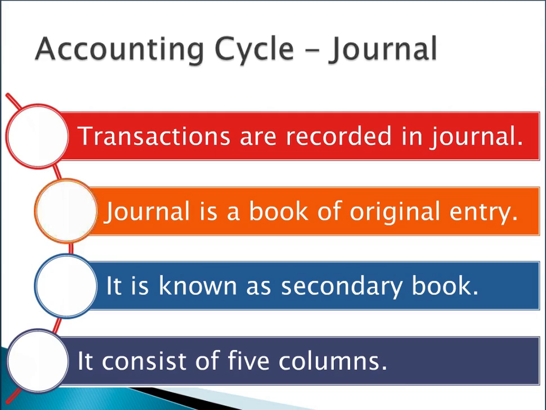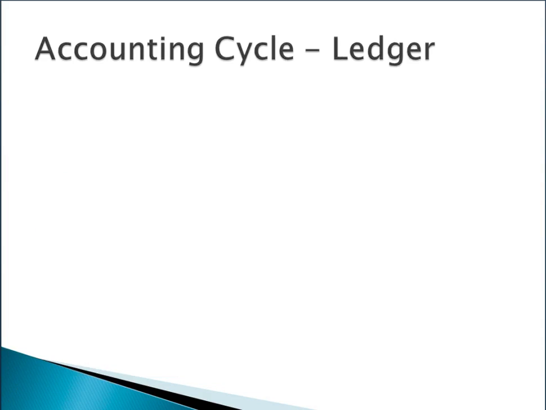It is also known as secondary book. We will come back to it, there's a separate unit on books of accounts. It will come back to secondary book, and it consists of 5 columns. This is asked in our CPT exam. How many columns does a journal have? There you don't have time to count, just learn it off. It has got 5 columns. The next step in the accounting cycle. The first step is transaction, gets recorded in journal, then it moves to ledger.